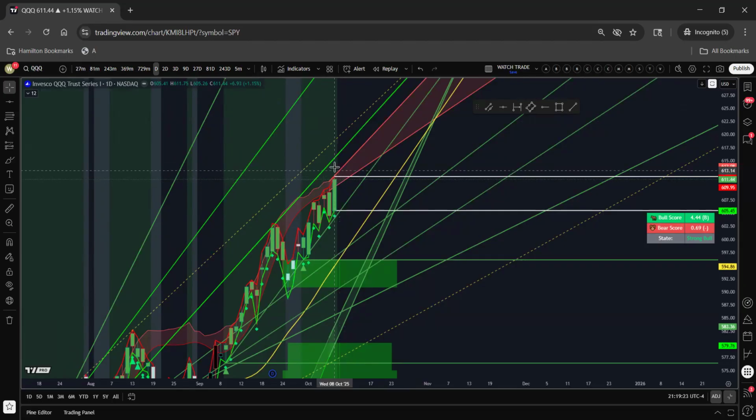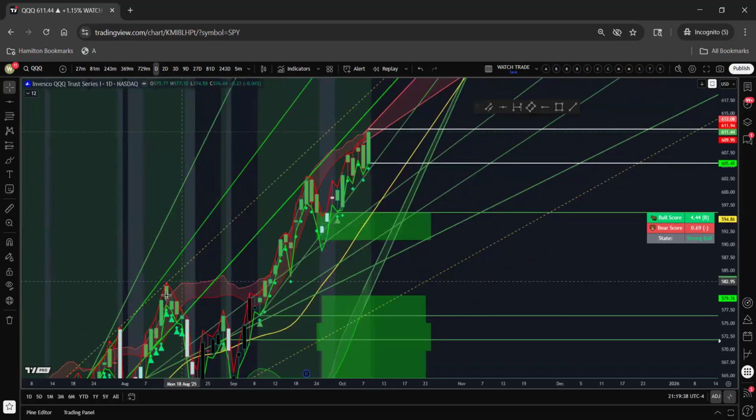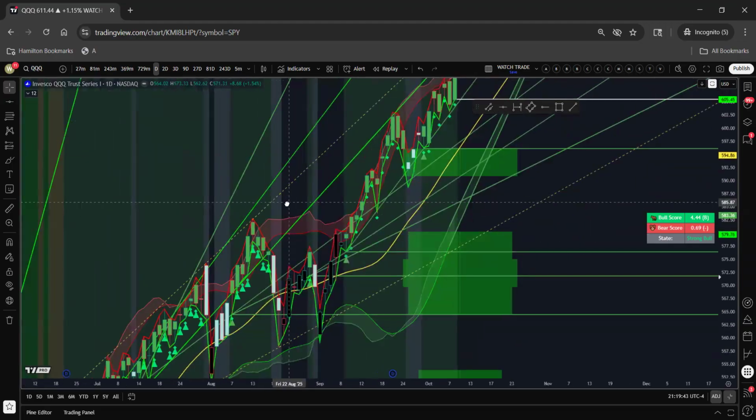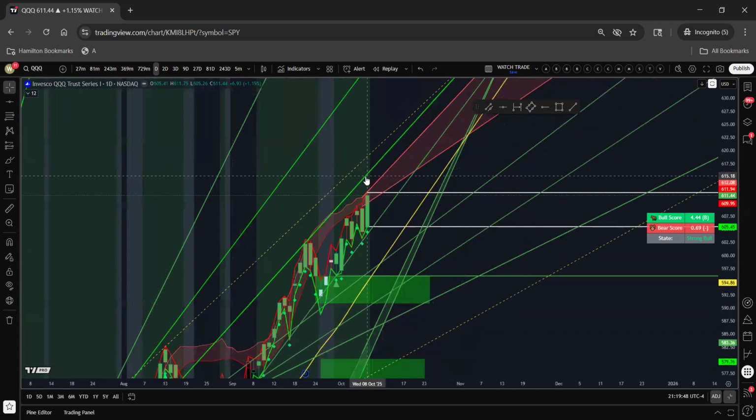So let's see here. Can we move up here? We can hit 615. This line here has been acting as resistance. This extremely strong, bullish line was at one point an extremely bullish algorithm. But typically things that are extremely bullish can't stay that bullish for that long. You'll have to re-enter this to see if it can live above these levels, because these are really strong bullish levels.